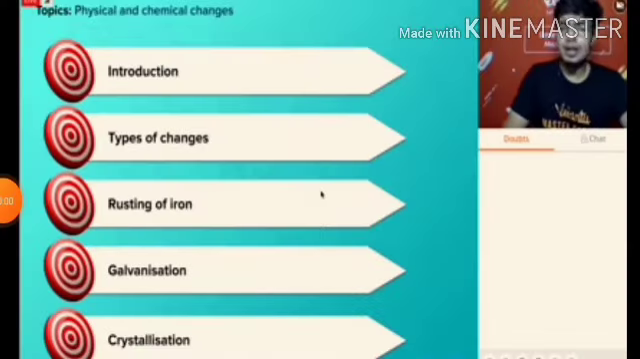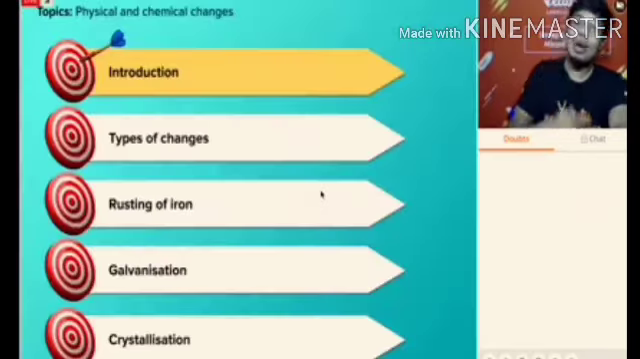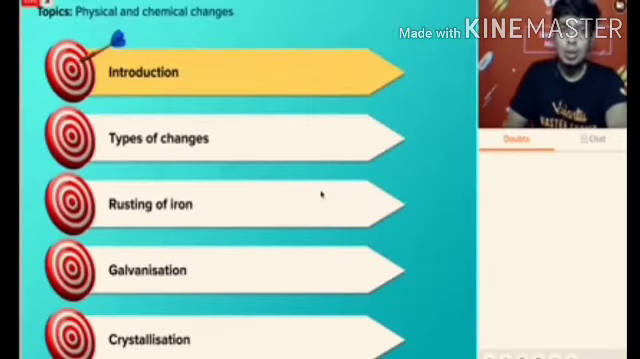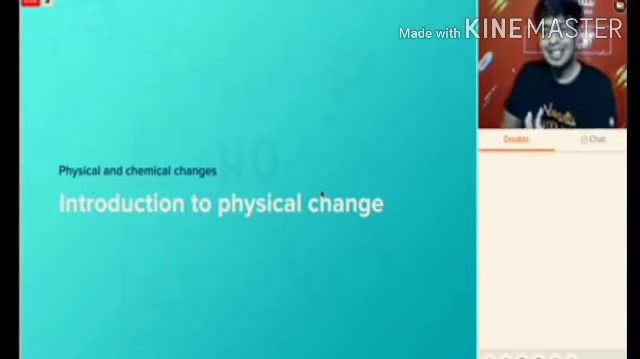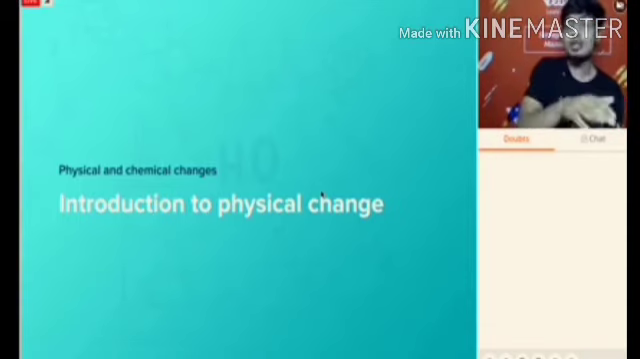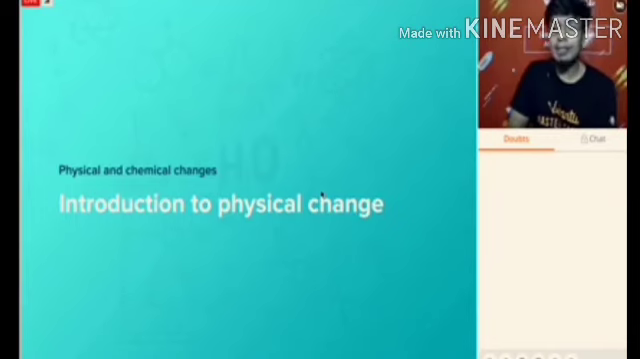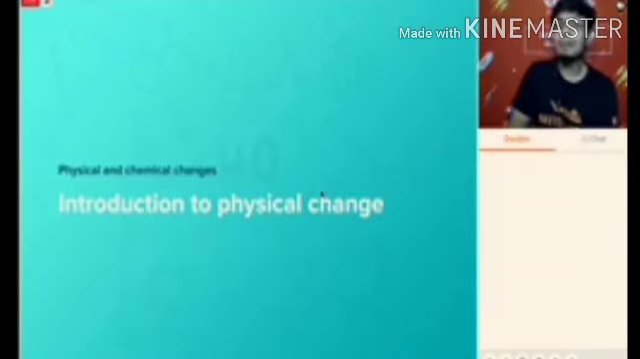To understand what is physical and what is chemical change, it is very important that we first understand what a change is. So what is a change, guys? A change is something that changes. If you have a thing and that thing changes into something else, a change has happened, right? If cool water boils up, there is a change. If there is ice and the ice melts, that is a change, right?